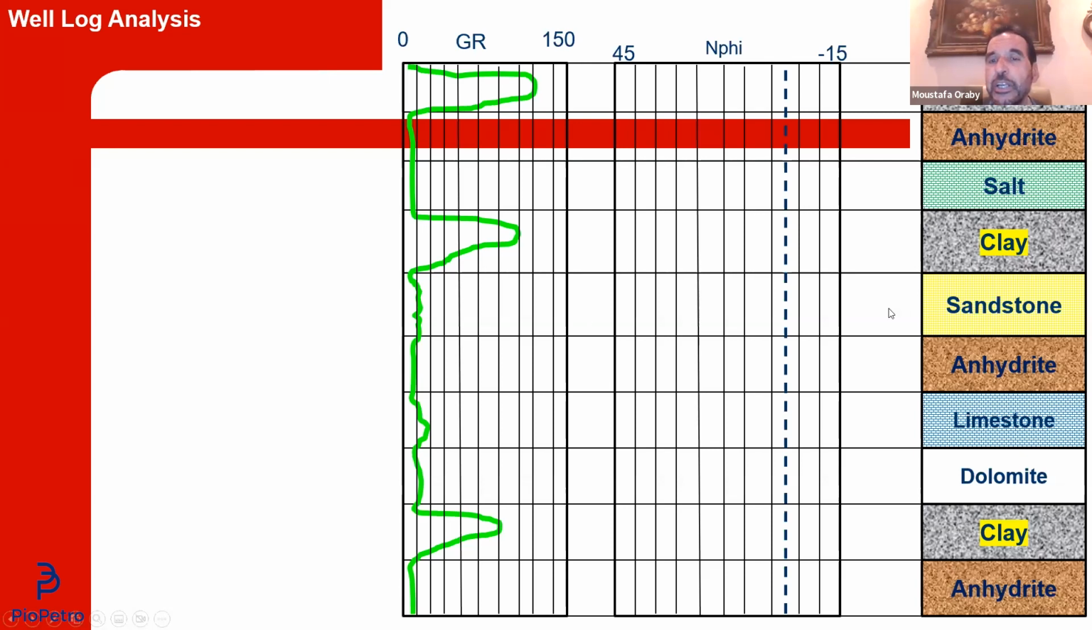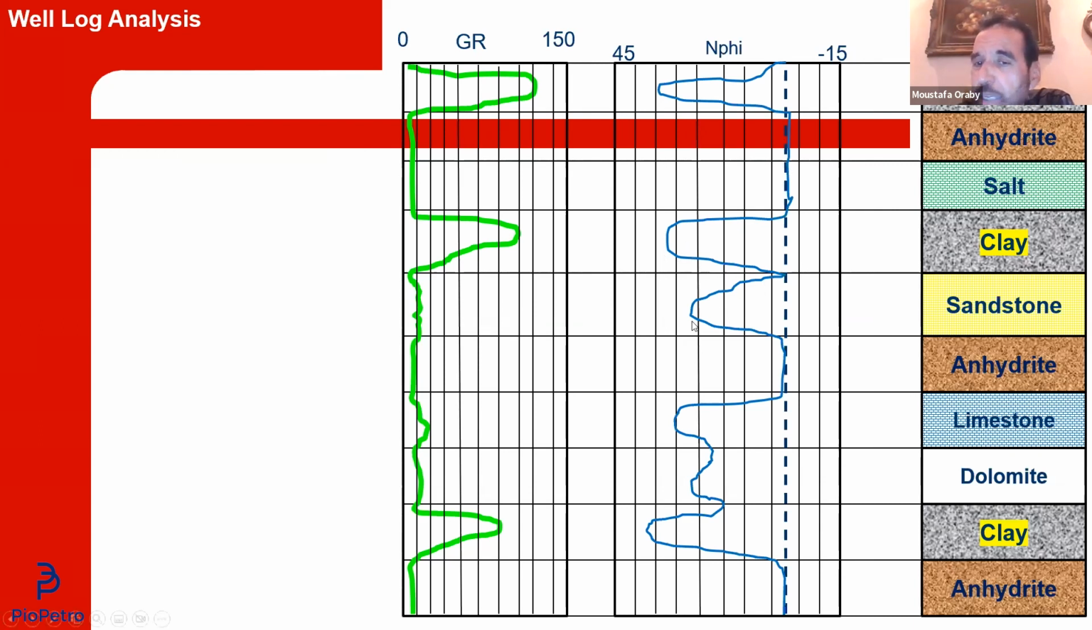So my expectation is, here is the neutron tool. It will read high porosity. Here is the 45. It will read high porosity in front of clays. When it goes to anhydrite and salt, it will read 0. Okay, no hydrogen in there. Now it goes to the clay again here. It will read high porosity.